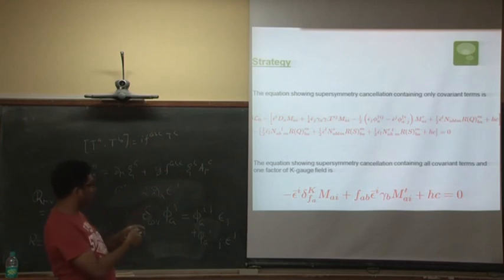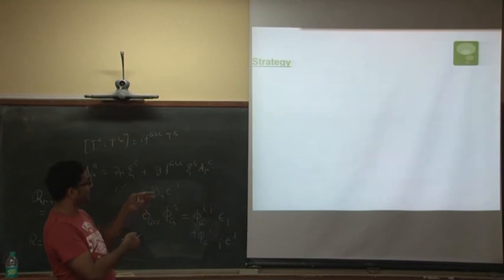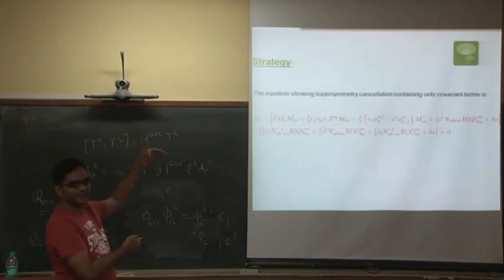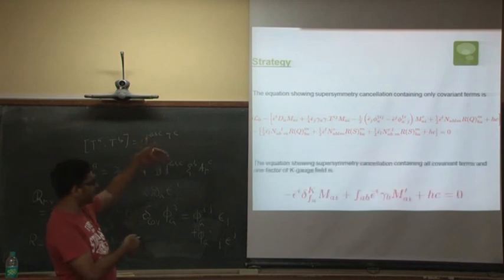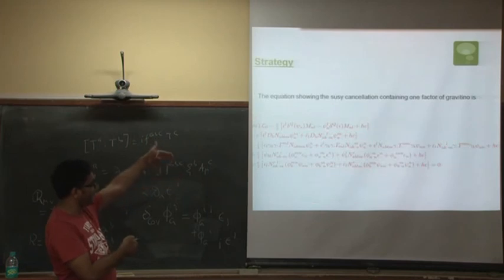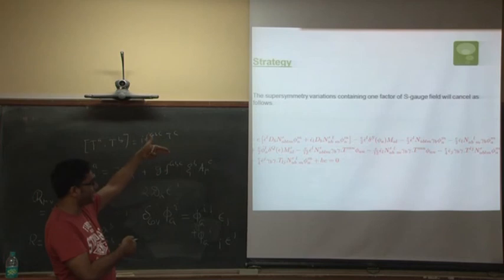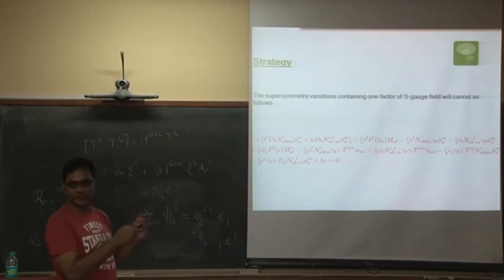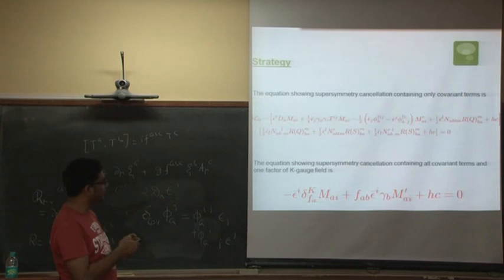But I just wanted to tell you that from these ansatz, I can write down some supersymmetry cancellation equations: one containing only covariant terms, then one containing one K gauge field, then an equation containing one gravitino, and then an equation containing one S gauge field. So these are the equations. I can explain all the terms in these equations and how they come, but I don't have time. But let's see how we use these equations in an order by order fashion.